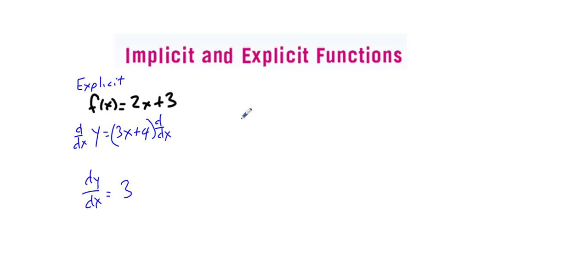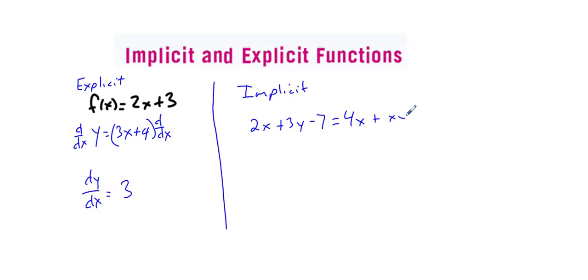Okay. You guys know what an implicit function is, or an implicit equation? Well, it's one that's just not explicitly written in terms of y, or f of x. Say 2x plus 3y minus 7 equals 4x plus xy. It's not explicitly written in terms of, say, f of x or y. This is an implicit equation. We need another way to derive this. That's what we're going to learn today.